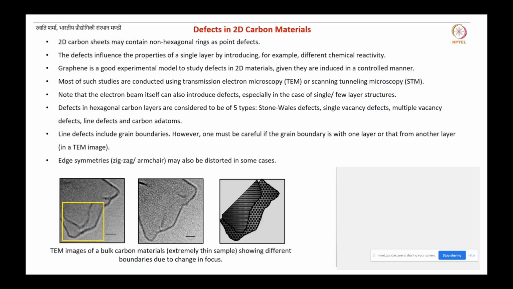Now, when you do any kind of deposition, what defects can we find in your 2D material? Right now we have seen enough of the CVD process, the parameters and the mechanism we can use, and now we will see what defects are present in 2D carbon materials.